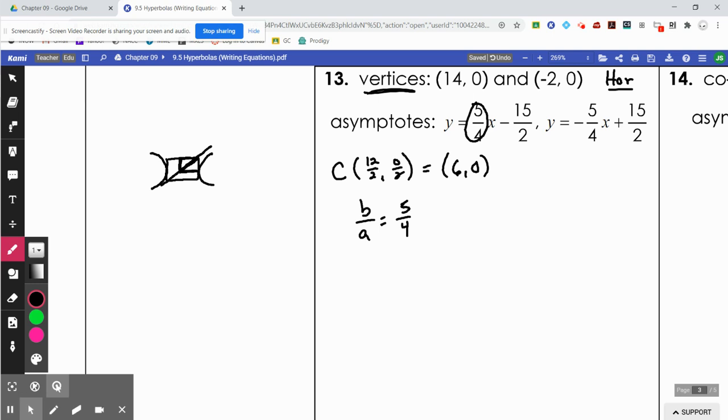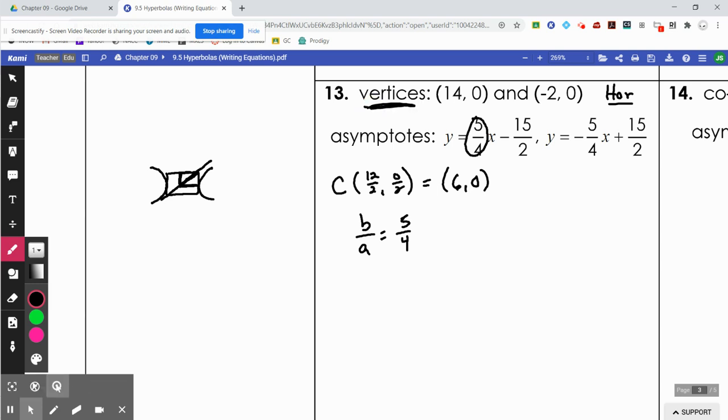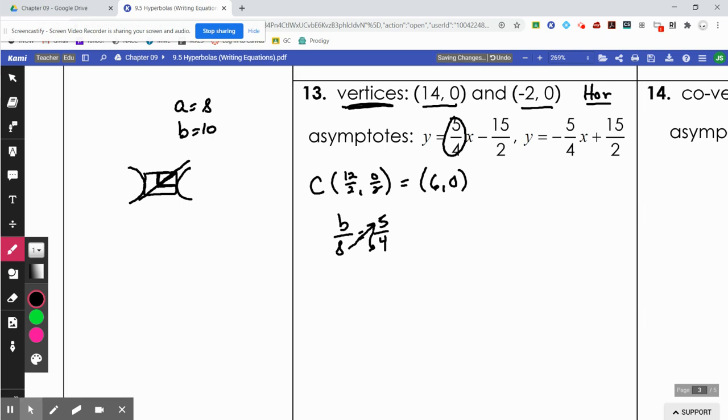However, don't make this mistake. Because a couple of sections ago we were talking about ellipses, it would be very easy to say, well, then B is 5 and A is 4, and that's not true. Let's go back to our vertices here. Our A value is half the distance between the two vertices. The distance from here to here is 16, so our A value is actually 8, not 4. So let's take this A value out and put in an 8. And let's solve this proportion by saying 8 times 5 is 40, divided by 4, gives me a B value of 10.